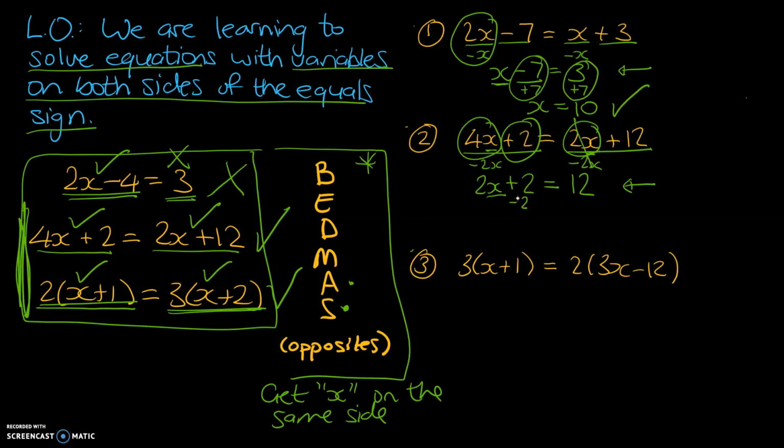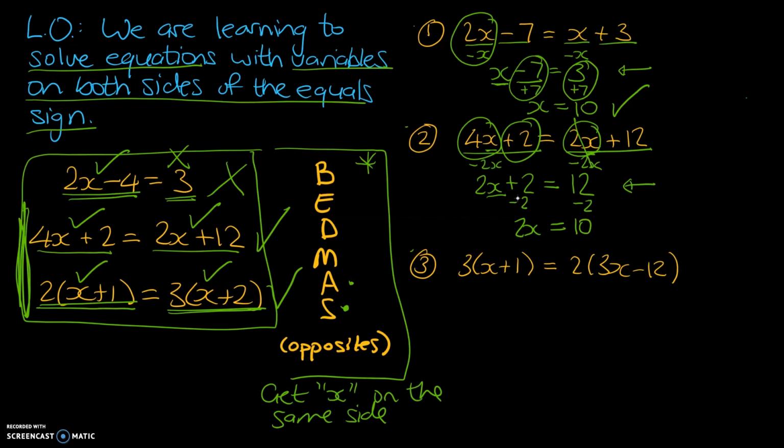Because we've done it on one side, we have to do it on the other side as well. So that 2x stays put. The plus 2 and the minus 2 cancel each other out. That is going to be equal to 12 minus 2, which is 10.